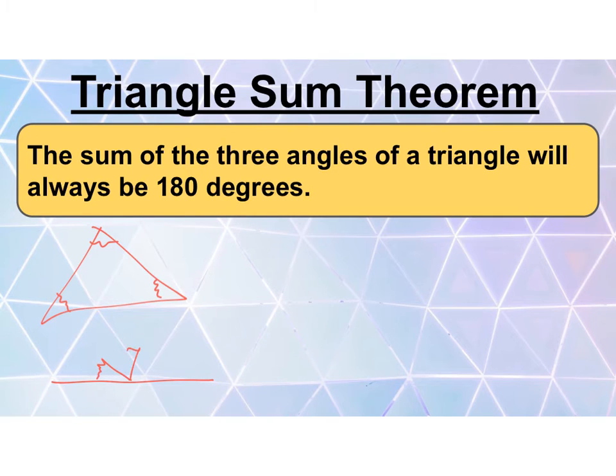There's the little rip. There's the little rip. Oops, that's supposed to be down there. And then what happens is it fills the line. So we prove that the sum of three angles of a triangle will always equal 180. That is the triangle sum theorem.